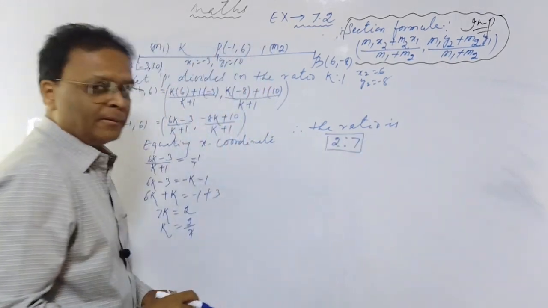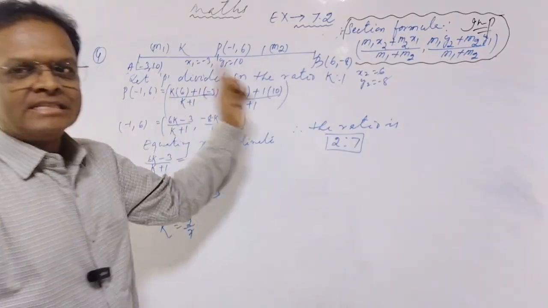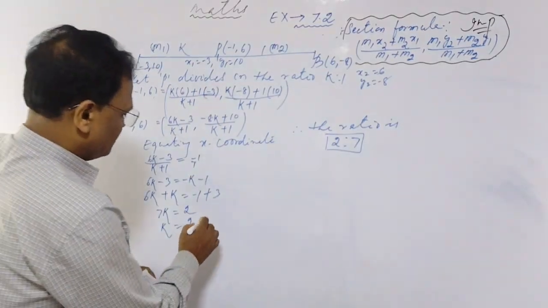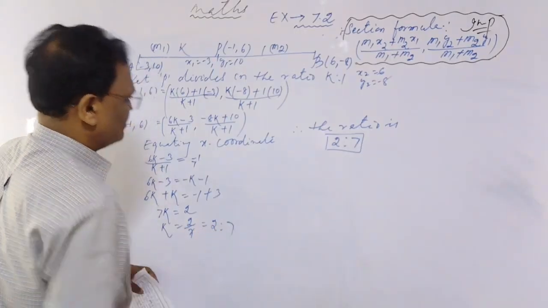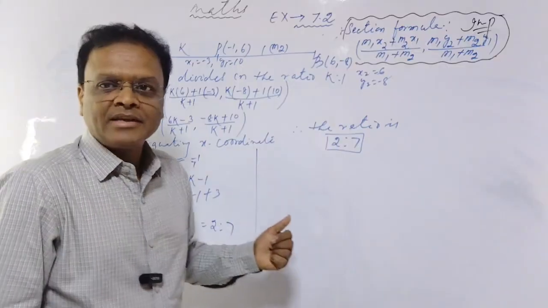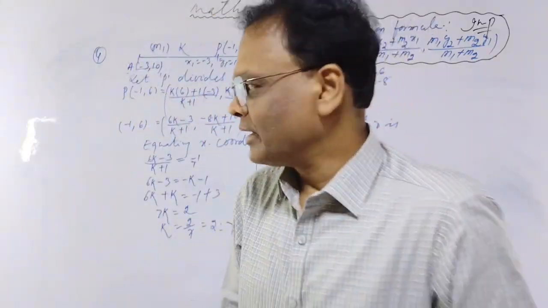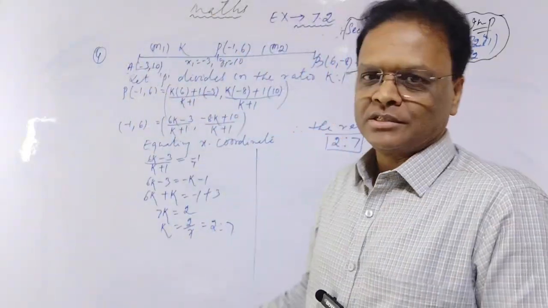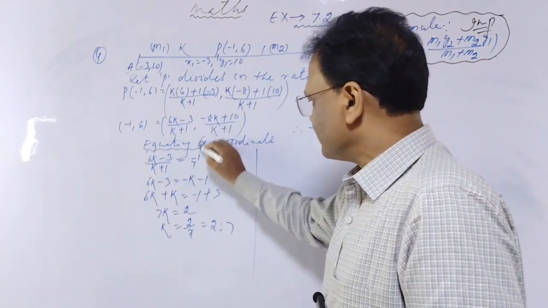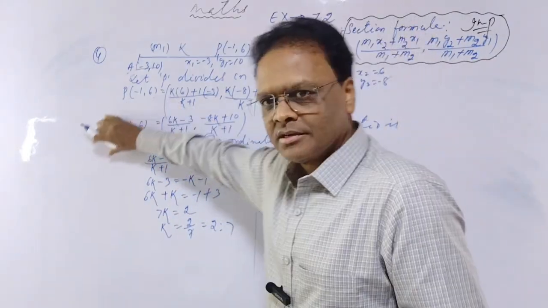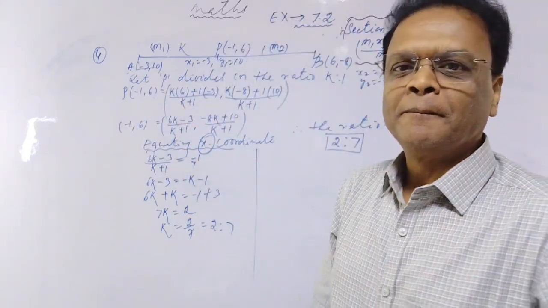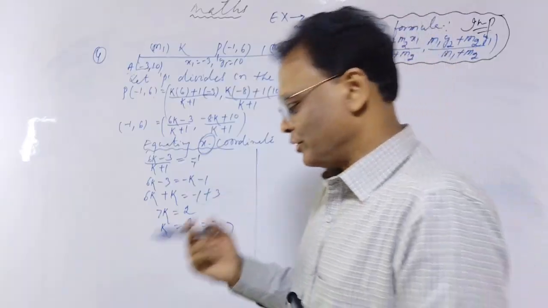This is the ratio in which the point divides this line segment. So k is 2:7. Here I have taken the x coordinate, but you can take the y coordinate also and you will get the same result. I equated the x coordinate. If you take the y coordinate, you will get this result only. You can try it. This is homework for you.